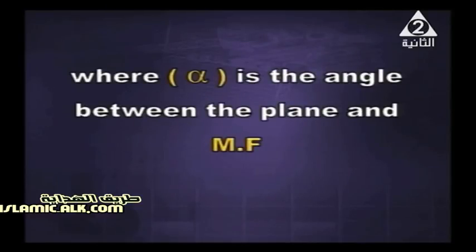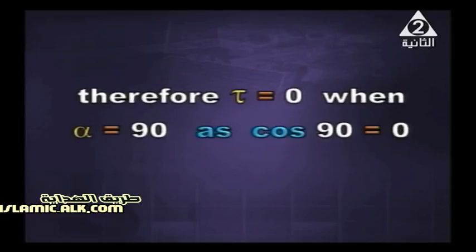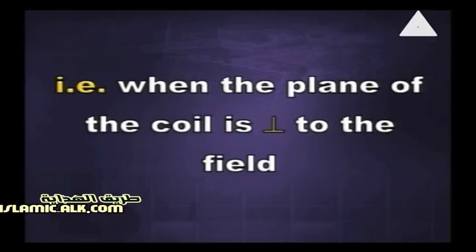Alpha is the angle between the plane of the coil and the magnetic field. So the torque will be 0 when the angle between the plane of the coil and the field is 90, because cosine 90 equals 0. That's to say, when the plane of the coil is perpendicular to the field. This happens in the vertical position.